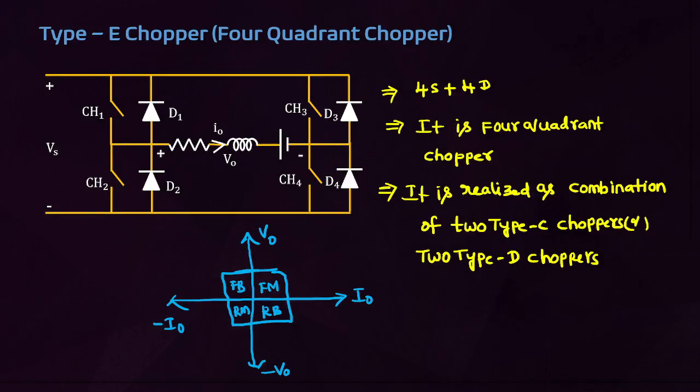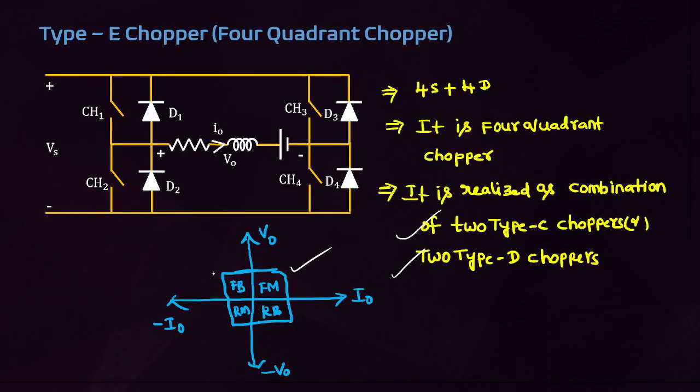Next, type E chopper. Type E chopper is a 4-quadrant chopper. How many switches and how many diodes? 4 switches and 4 diodes. It is realized as a combination of 2 type C choppers, or it may be realized as a combination of 2 type D choppers. That is the type E chopper.